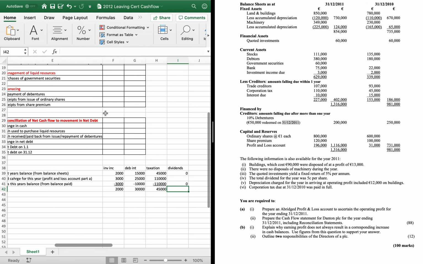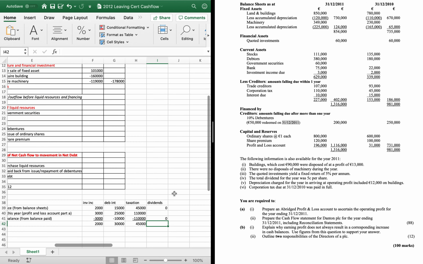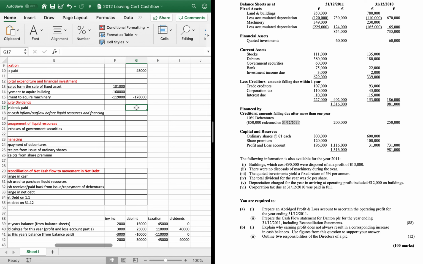So our dividend charge for the year from Part A was 40,000. So that's what we've paid. So if you owed nothing at the start of the year, you're charged 40,000 and you owe nothing at the end of the year, well then 0 plus 40 minus 0 is 40,000. So our dividends paid is 40,000. Again, that's a minus. Payments are minuses.